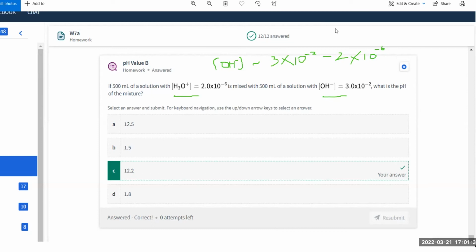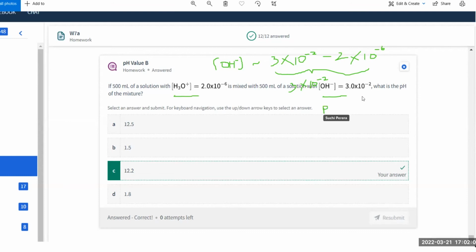All right. But here's the thing though. If you do this subtraction, your value will still be around 3 times 10 to the power of minus 2. Don't you agree? Because you're subtracting a very, very small value from 0.03. So your value must still be 3 times 10 to the power of minus 2, essentially. Okay, now you have the OH minus concentration.